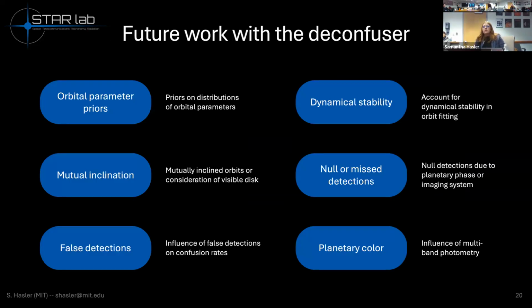Now with the deconfuser, there's also a lot of future work that we can do. We could move towards something that is more similar to a more traditional orbit fitting method, where you're using orbital parameter priors to better constrain your orbits. We could consider only systems which are mutually inclined or account for the dynamical stability of systems. Another area that we've discussed investigating is the effect of null or misdetections or false positives on confusion rates. And then the part that I'm most interested in personally is planetary color. So how does multiband photometry actually assist in deconfusion?